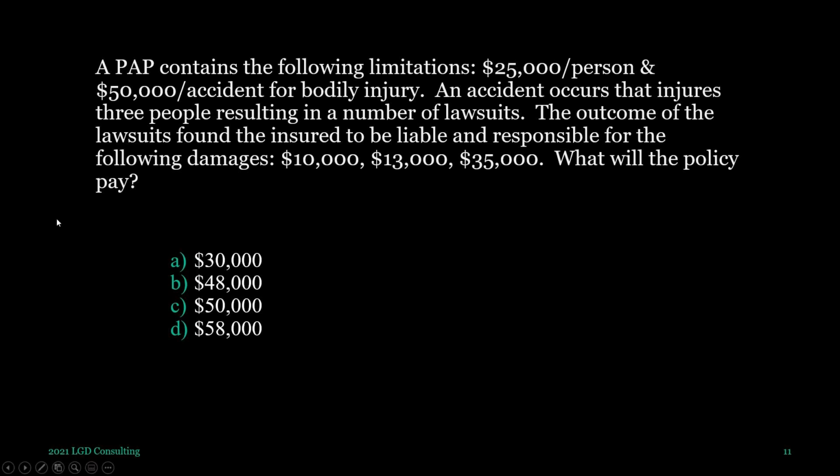Okay, so there's 3 people, and the first thing we got to look at is the maximum we pay for any one person is $25,000. And so if this is a limit, this is a loss, we pay the lesser of the 2 numbers. So we pay $10,000 for this one because that's less than the 25. We pay $13,000 for this one because that's less than 25. But this one we're only going to pay 25 because that's the limit. So 25 plus 13 plus 10 equals 48,000. 48,000 is less than the 50,000 per occurrence limit. We pay the 48,000. Okay.